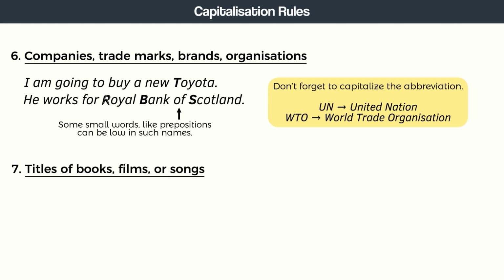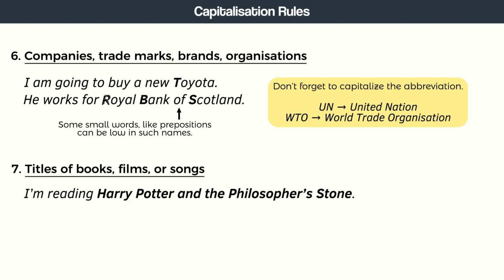7. Titles of books, films or songs. When you mention a title, it usually comes with capital letters, at least the important words. For example, I'm reading Harry Potter and the Philosopher's Stone. We watched Finding Nemo.